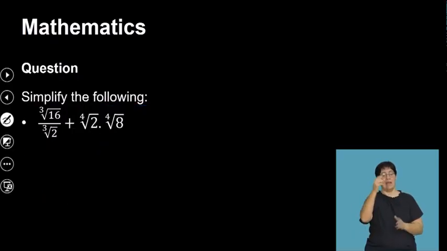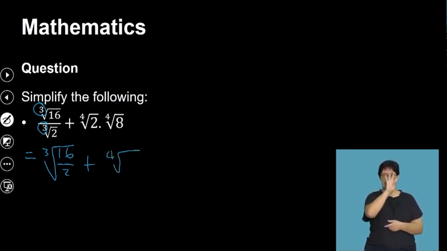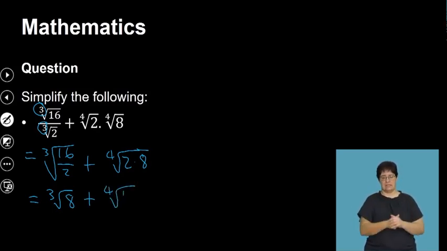Let's look at another example here. So this is an interesting one again. Remember, I said my radicals must be the same for me to apply my laws, right? So this will be the same as the cube root of everything that I have here, 16 over 2, plus what I have here is the fourth root, so it will be 4 outside, and then inside here I will have 2 multiplied by the 8 there. Then remember, 16 divided by 2 is supposed to be 8, and then it means I will have the cube root of just the 8, plus here I will have the 4th root of 16, right?